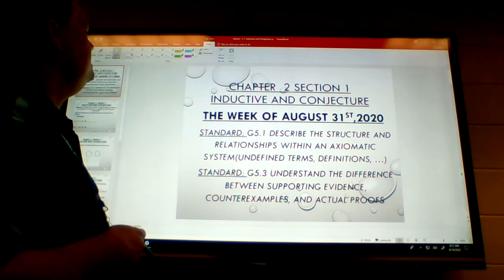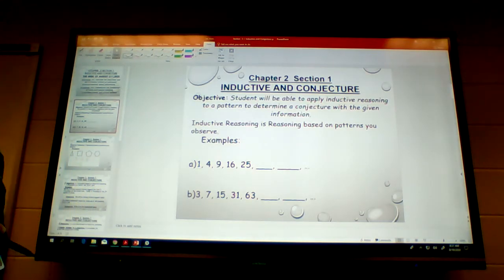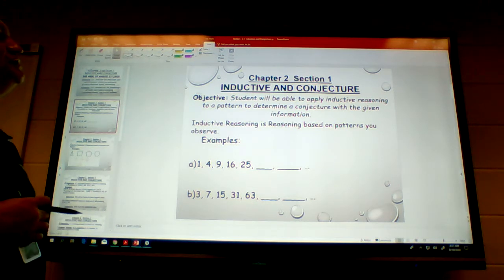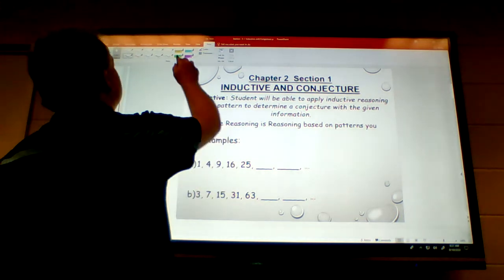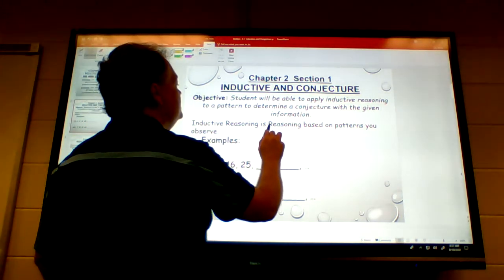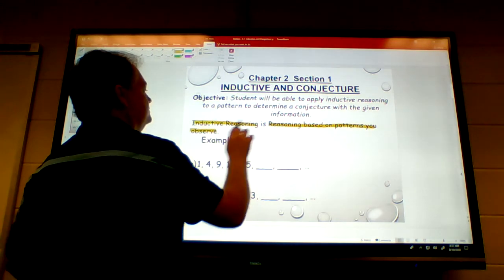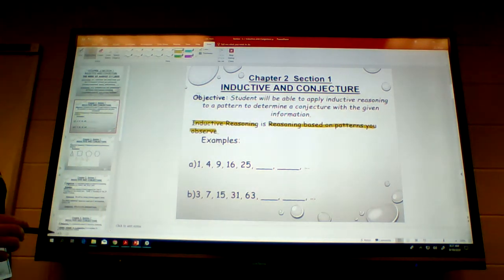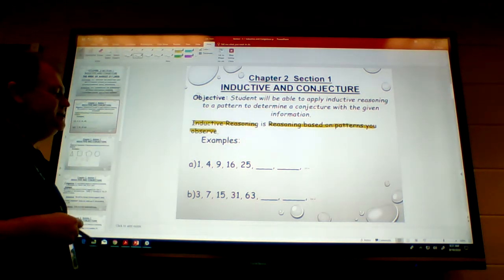All right, today you'll be able to apply inductive reasoning to a pattern to determine a conjecture with the given information. Now, first thing you need to know is inductive reasoning. Inductive reasoning is based on patterns you observe. Okay, let me show you a couple example problems right here.